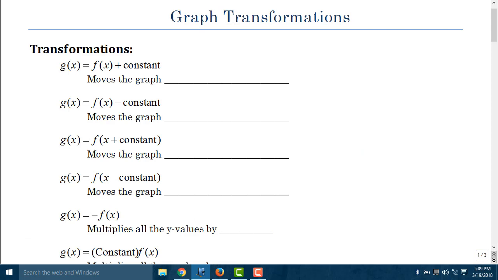What do those numbers do to the graph? When we add a constant on the outside of the parentheses, it moves the graph up. If we subtract a constant, which is just a number, it moves the graph down. But when the constant is added inside the parentheses, we saw it didn't move it to the right like you might expect with the plus. It actually moved it to the left. And then when we subtracted, that moved it to the right.